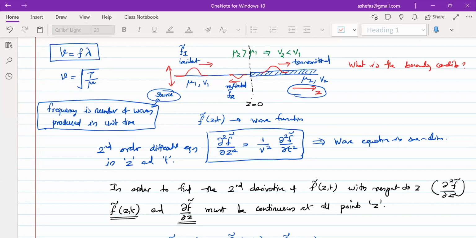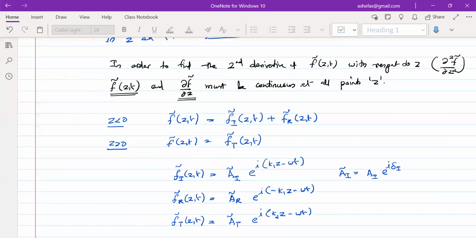And the frequency is always the same during the propagation, because frequency is decided by the source. But the speed depends upon the medium. In case of the string, the tension as well as the mass per unit length decides the speed. So the speed changes when the wave moves from one string to the other, but the frequency remains the same. So correspondingly, there will be a change in wavelength.